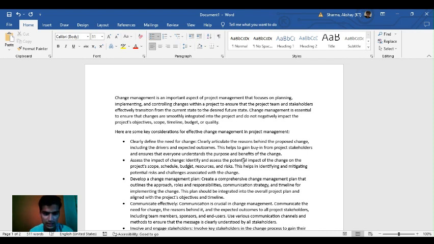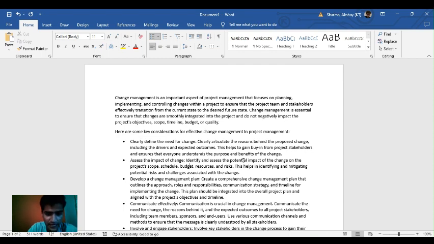So change management is an important aspect of project management that focuses on planning, implementing and controlling the changes within a project to ensure that the project team and stakeholders effectively transition from the current state to the desired future state. So change management is essentially to ensure that the changes are smoothly integrated into the project and do not negatively impact the project objectives, scope, timeline, budget, or the quality.